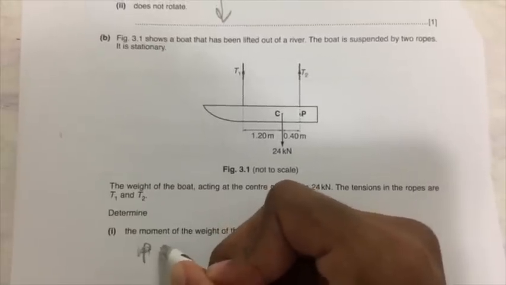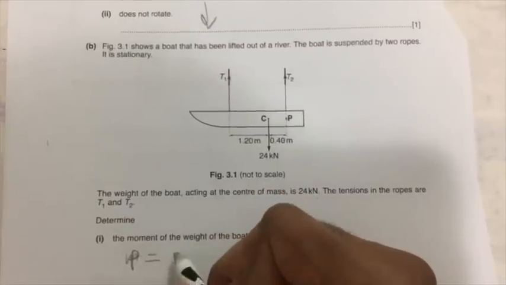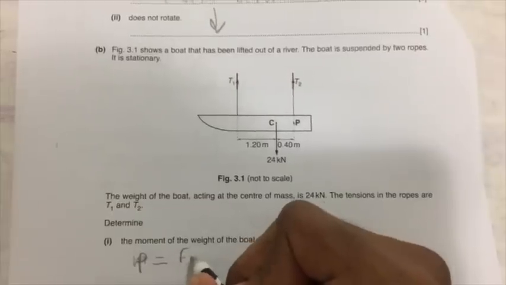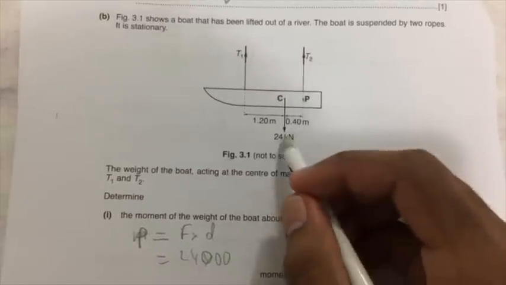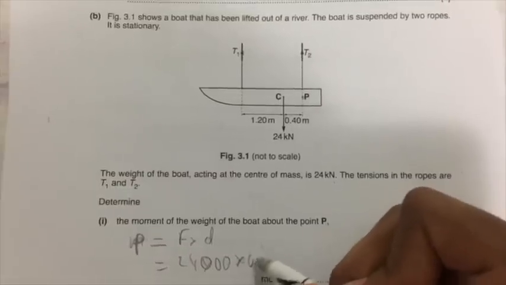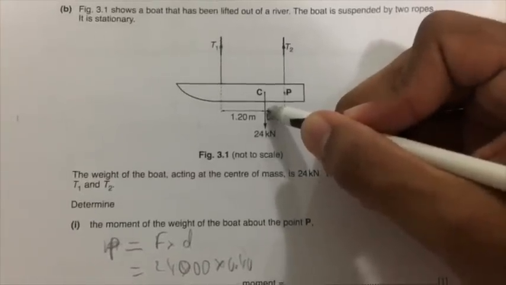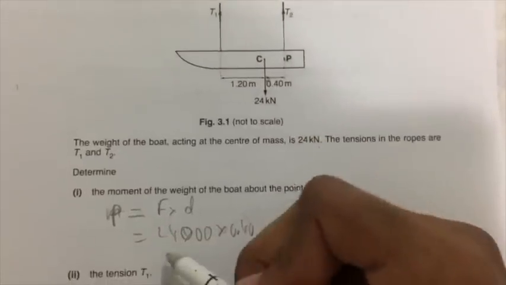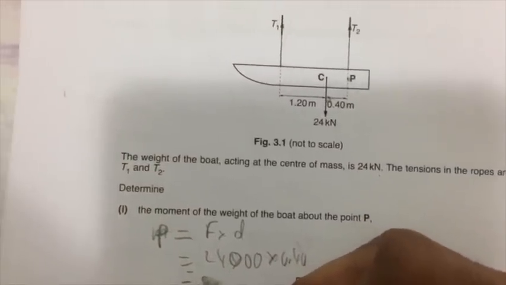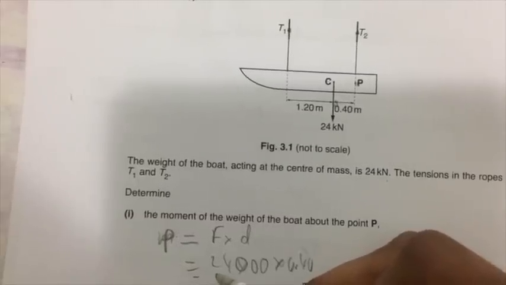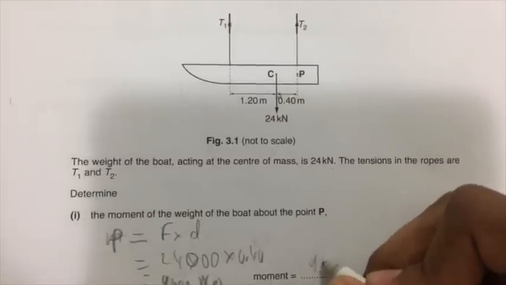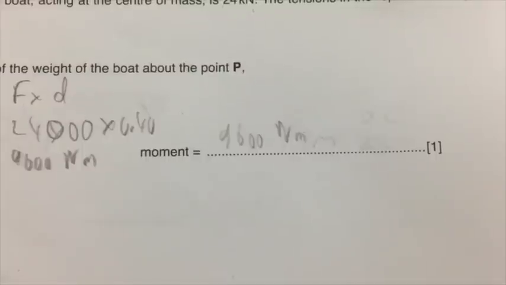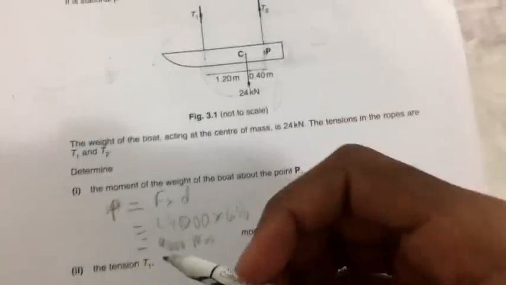Moment is equal to force times the perpendicular distance. The force going downwards is 24,000, because force is in newtons, times the distance 0.4, and look here, 90 degrees perpendicular, which will be equal to, if I type that in properly in my calculator, 9,600 newton meters. Alright, the tension T1.